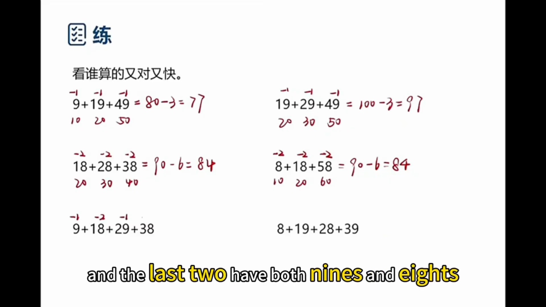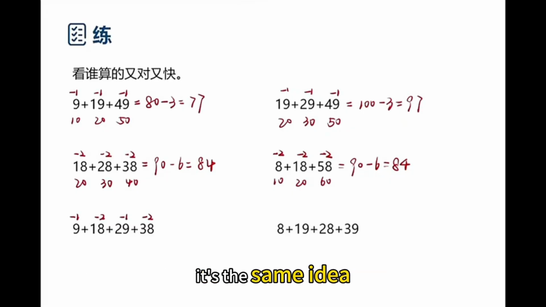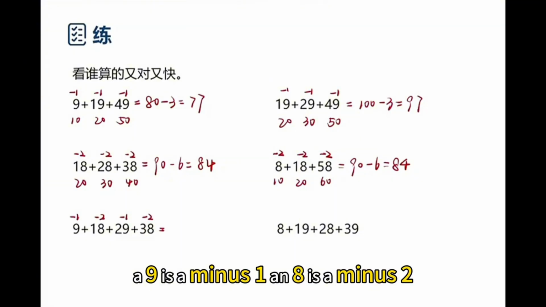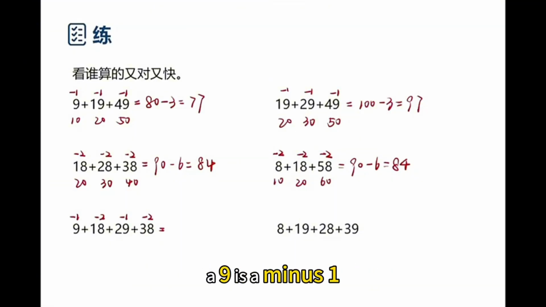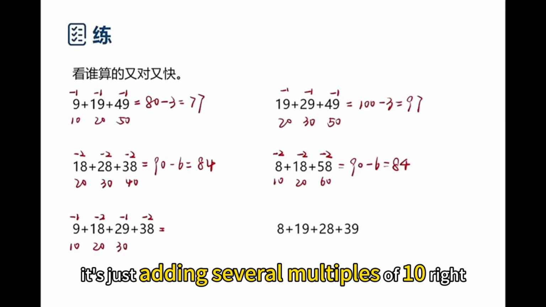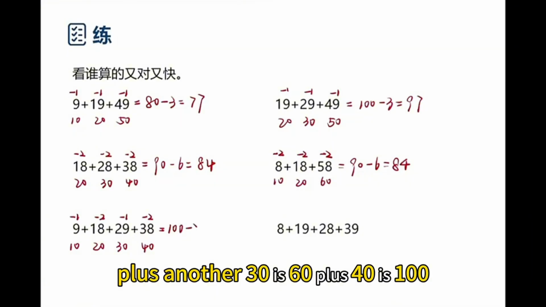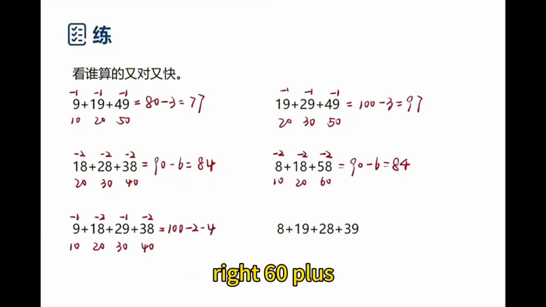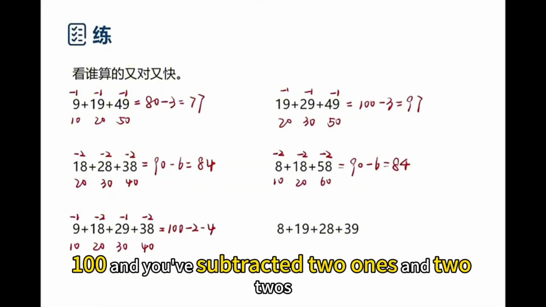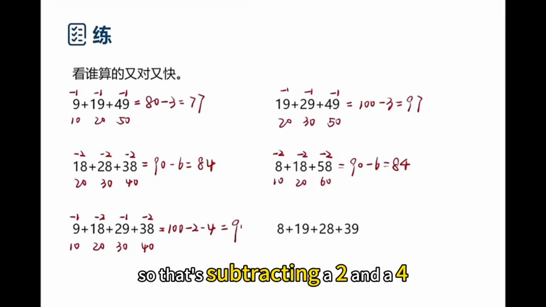And the last two have both 9's and 8's. It's the same idea. A 9 is a minus 1. An 8 is a minus 2. So you see, it's just adding several multiples of 10, right? For the first one, 10 plus 20 is 30, plus another 30 is 60, plus 40 is 100, right? 60 plus 40 is 100. 100, and you've subtracted 2 1's and 2 2's, so that's subtracting a 2 and a 4.